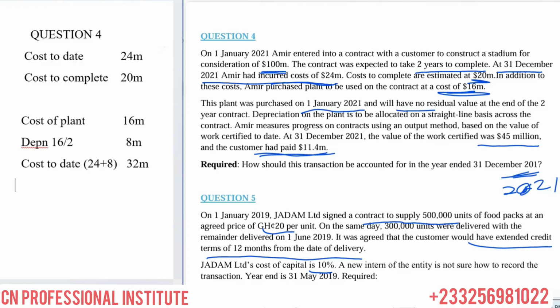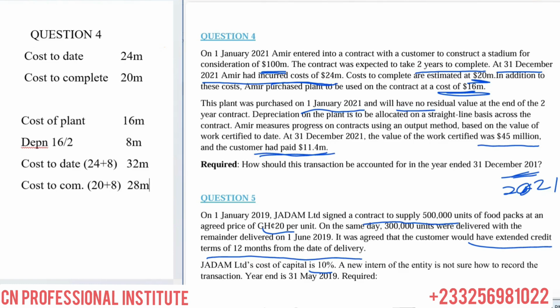And then the cost to complete now will be the normal cost to complete in the question, 20 million plus the carrying value of the plant, 8 million. Are you following? Which should give us 28 million. That's all. So check.